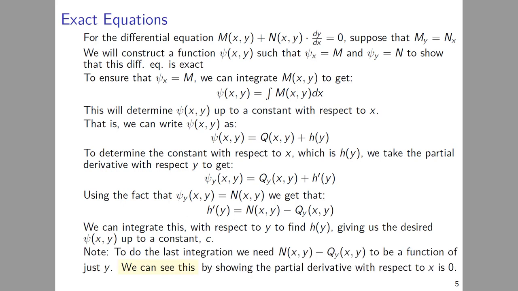I'd like to note that to do the last integration, we need N(x,y) minus Q(x,y) to be a function of just y. We can see this is true by showing the partial derivative with respect to x is 0. This is where we'll use the assumption that M sub y is equal to N sub x. Though we'll leave the proof out of this video.